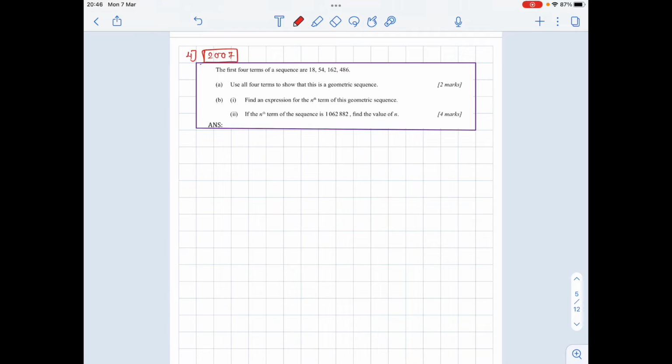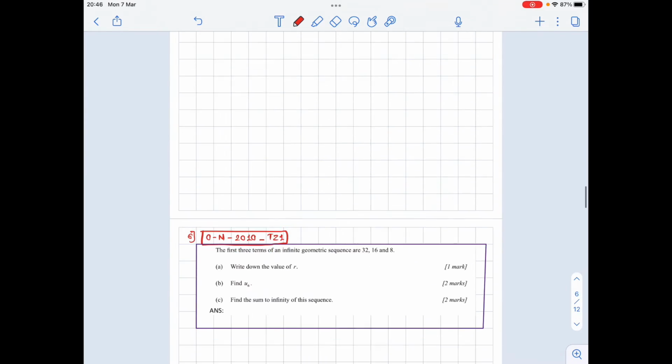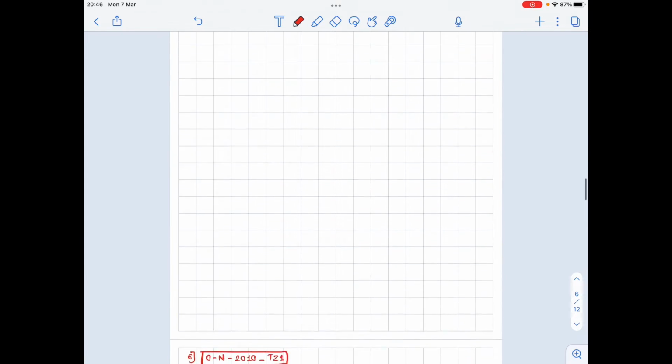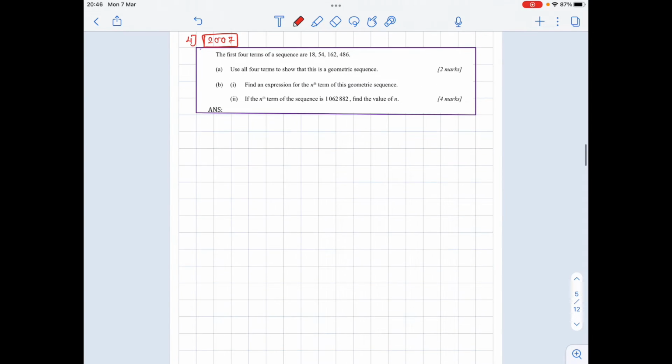In this video we will solve three more problems from the years 2007, 2008 and 2010. Let's start with the first question. In the year 2007, the first four terms of a sequence are 18, 54, 162 and 486. Use all four terms to show that it's a geometric sequence.